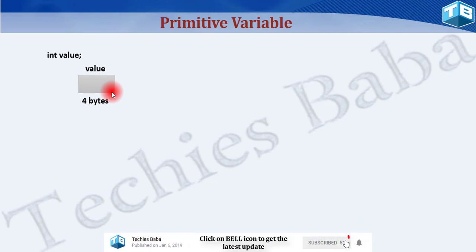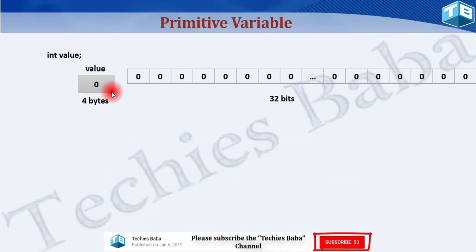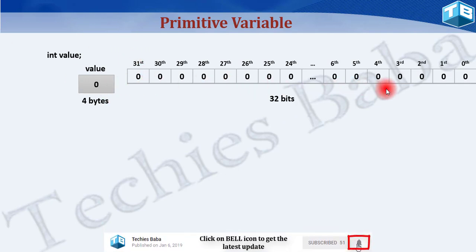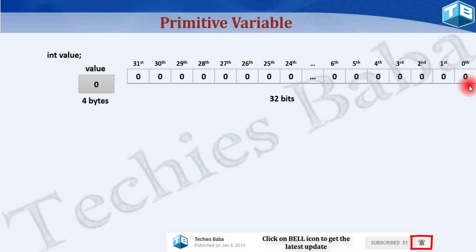What does this memory block store? It stores the actual value 0. 0 is the default value for the int type. In terms of bit representation, a total of 32 bits of memory is allocated and all the bit values are 0. This is the default value. This is how we allocate the memory.